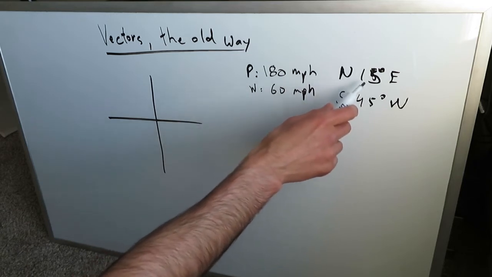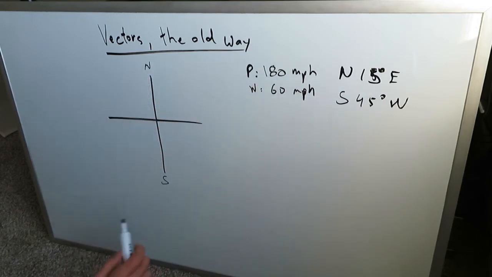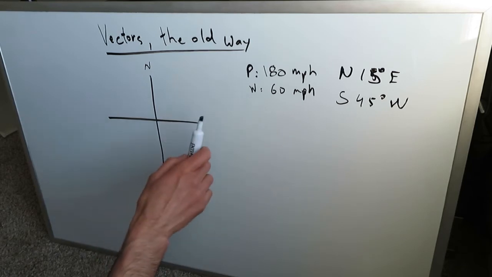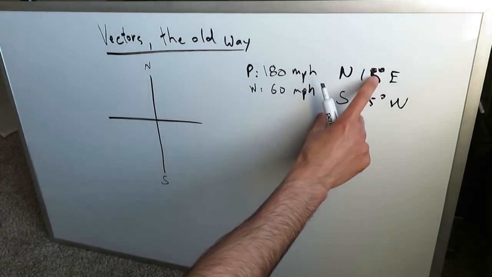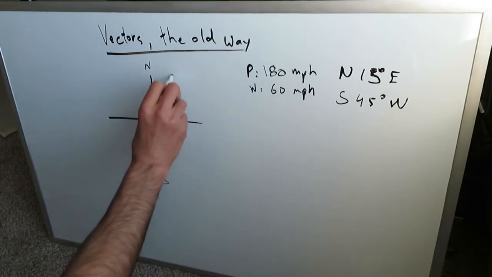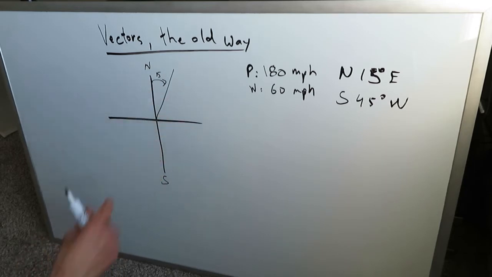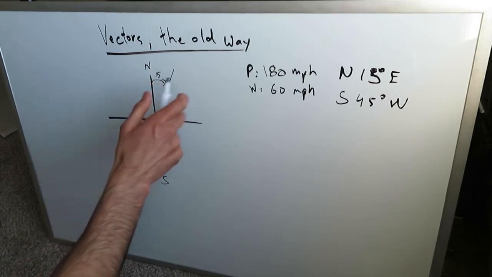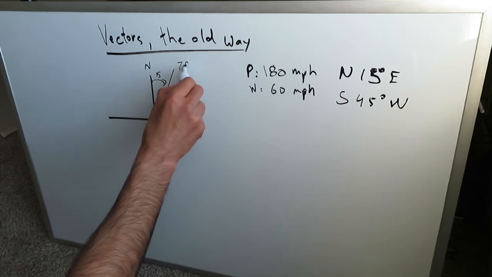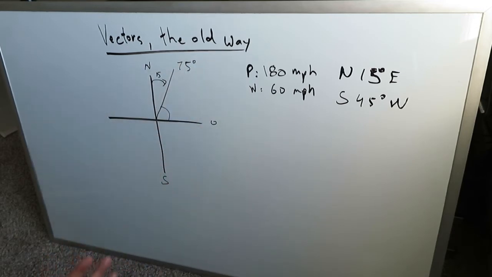If you're going north 15 degrees east, here's your north line, here's my south line, and this is how they did it back in the day when there was no calculator. Let's make this neat. 15 degrees east of north is in this direction. You're going in an eastwardly direction. You do 90 minus 15 and you get 75 degrees. So we know our plane is going 75 degrees with regards to this reference horizontal.